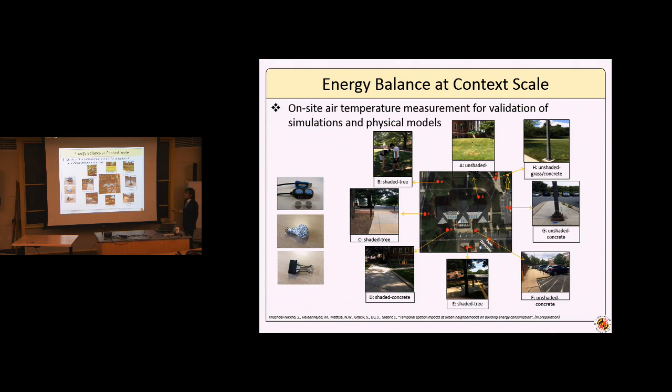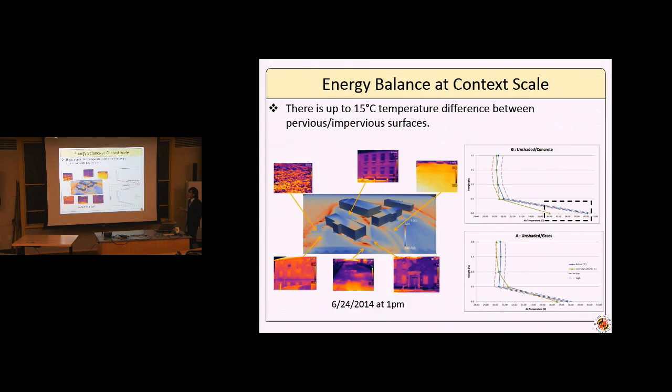The way we did the measurements, these are the sensors you see for the air temperature measurements. We installed them at different elevations. We recorded the temperature for different hours of the week and different times of the year to make sure we have the measurement. Now we did the measurements, let's look at some of the validation. These are the thermography images showing the surface temperatures for those locations.